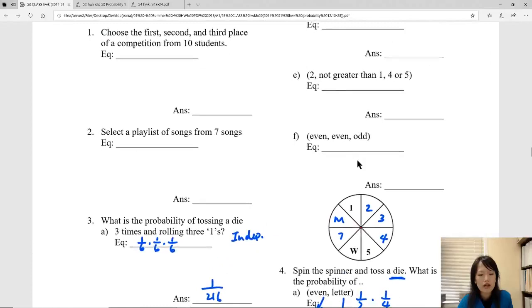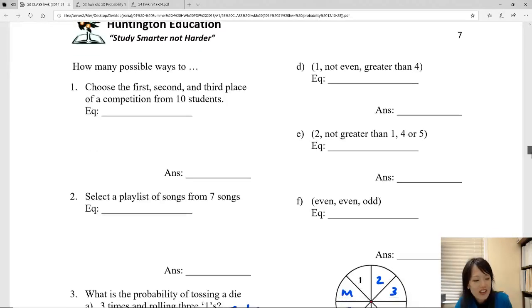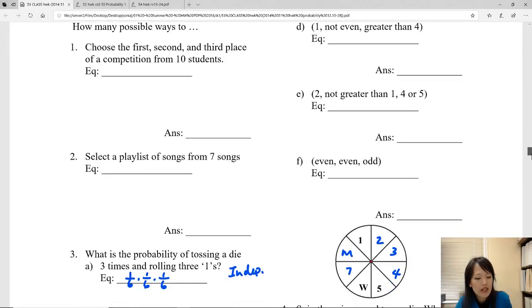Playlists have to be at least like 2 songs. Let's see what this is asking here. How many possible ways to select a playlist of songs from 7? Well, technically, if they didn't say the playlist has to be at least 2, then you're assuming one song could also be a playlist. Okay, they didn't say. Yeah, that could be.